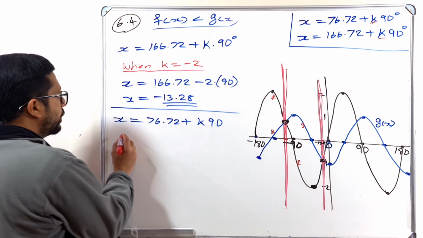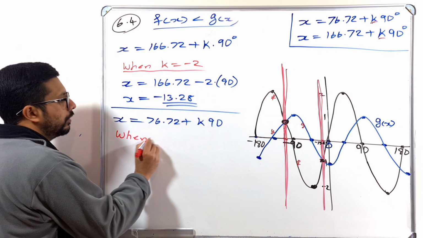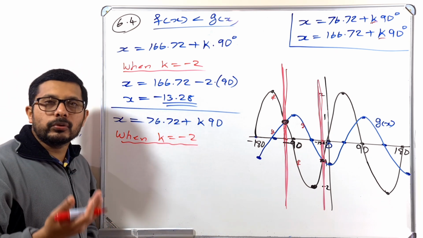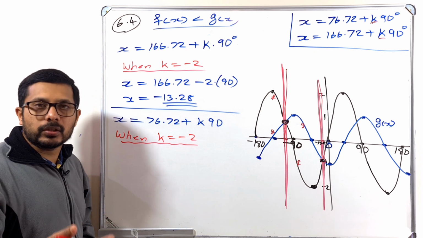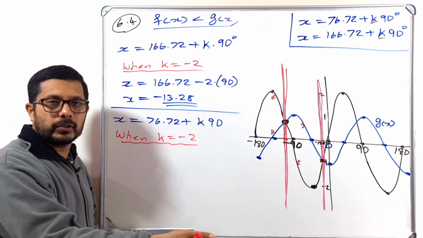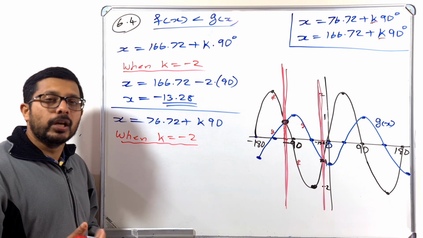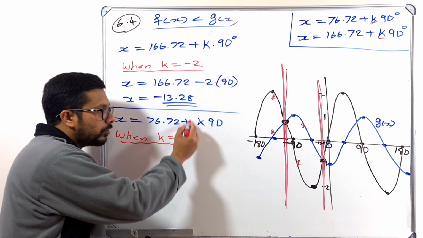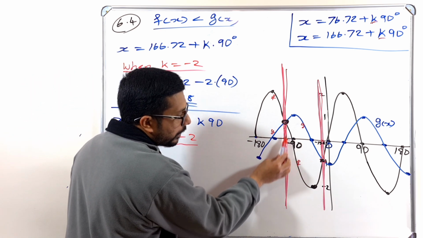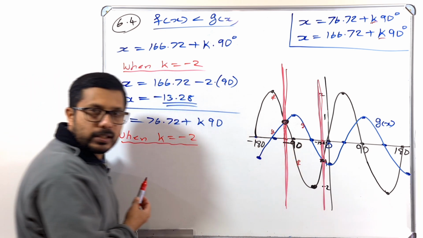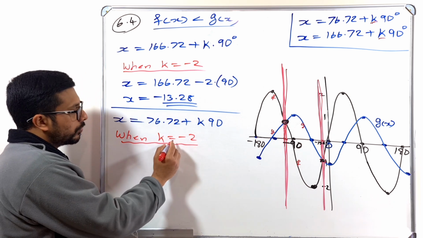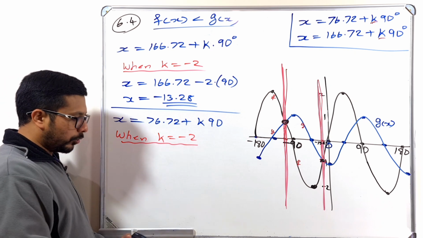So when k is equal to minus 2, it doesn't mean that it's always minus 2. You can substitute 0, positive 1, positive 2, positive 3, or minus 1, minus 2, minus 3. You have to substitute different values for this k, so that you will get a correct x value just after this minus 90 or before that minus 90. Okay, so here if I substitute k as minus 2, what is the answer I'm going to get?